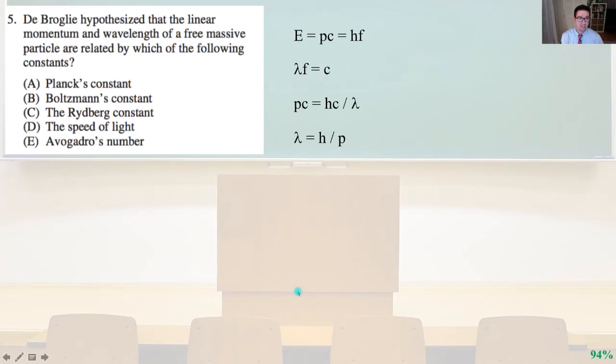Number 5. De Broglie hypothesized that the linear momentum and wavelength of a free massive particle are related by which of the following constants? Gotta know this, it is such a basic one. Energy equals momentum times the speed of light equals Planck's constant times the frequency, f, and therefore lambda times the frequency equals the speed of light, which is a constant, and therefore we can derive that the momentum times the speed of light equals Planck's constant times the speed of light divided by the wavelength, and therefore the wavelength simply equals Planck's constant divided by the momentum. So that is going to be A, Planck's constant.